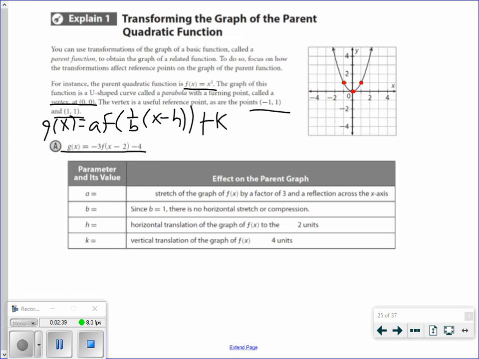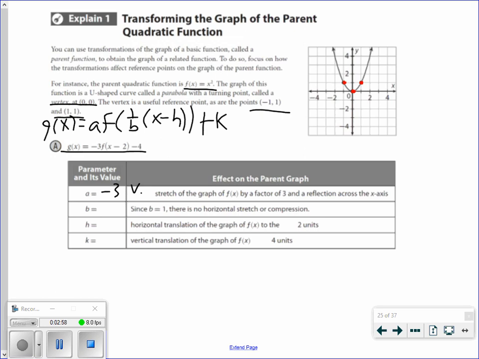So our A, when we compare both of these, is negative 3. And that's going to be a vertical stretch of the graph f of x by a factor of 3, and a reflection across the x-axis, or a vertical reflection, because our A is negative. And it's a vertical stretch because we have a 3 as our A value.